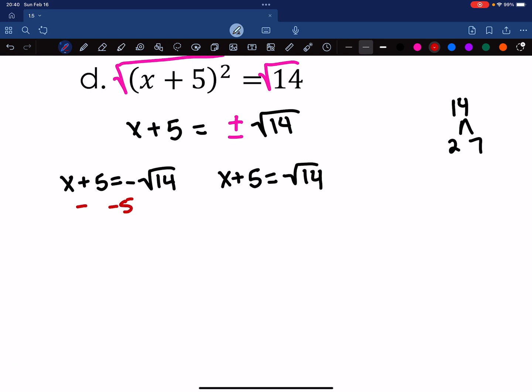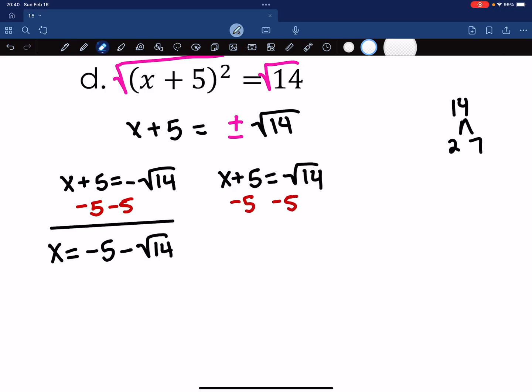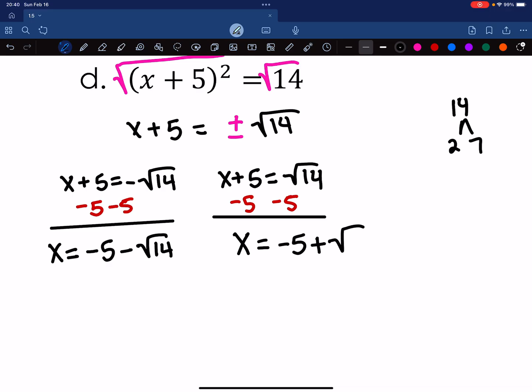So we're going to subtract 5 from both sides. Oh, I forgot the 5. So we would get x equals -5 minus the square root of 14. And then over here, -5 minus 5. We would get x equals -5 plus the square root of 14. And so we have two different answers here, one with a plus, one with a minus.